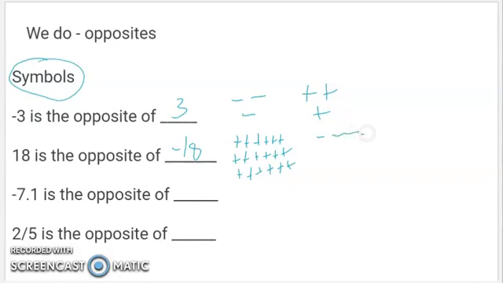-18, 1, 2, 3, 4. Oh, they're all going together. There's 18 negative ones. I don't do this strategy with decimals or fractions. It's too hard to write 2/5 of a plus sign. I'm sure there's a clever way we could do it, but I'm not going to bother to right now.